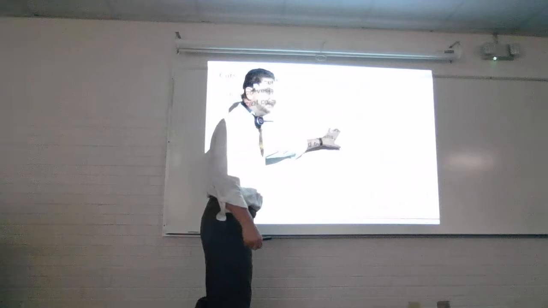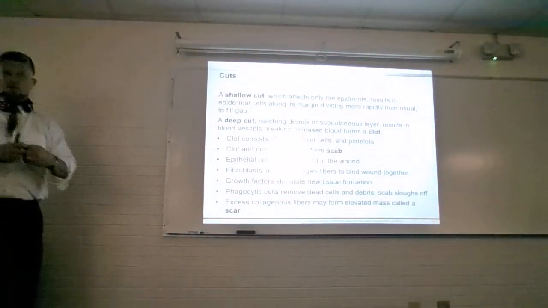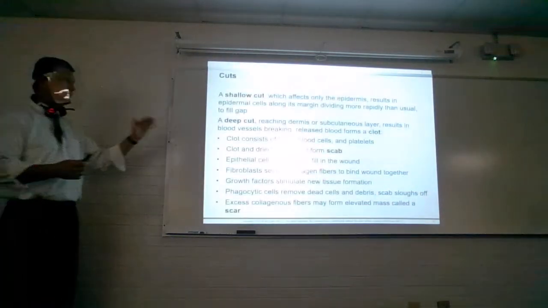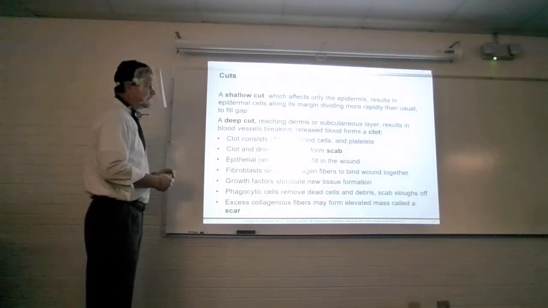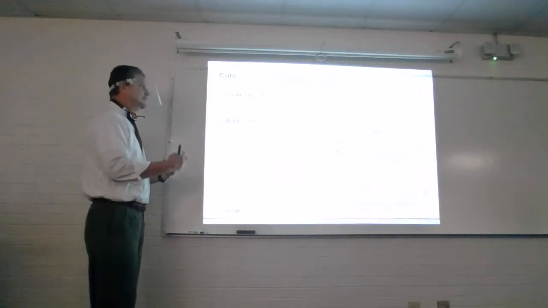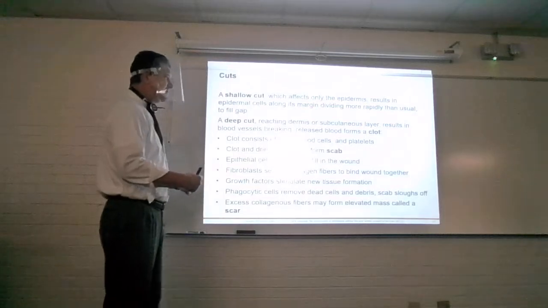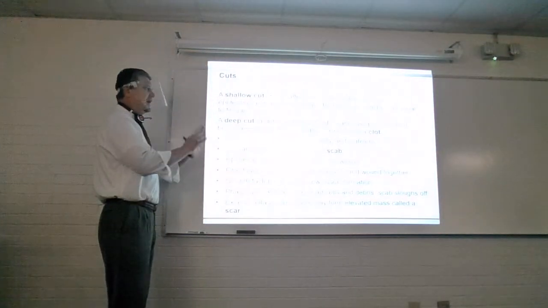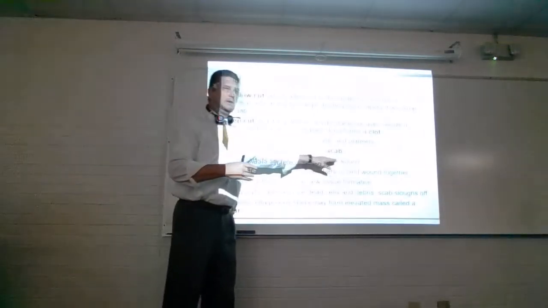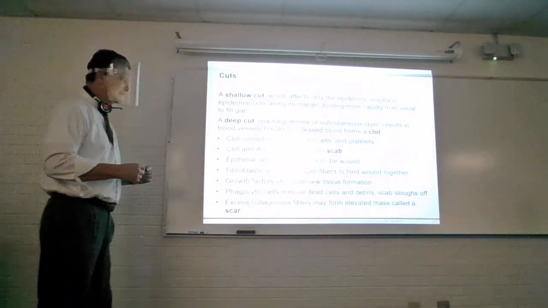Now, if it does this, hopefully no one in here has seen this, but you might have. If you see a cut that's so deep you start seeing the yellow, the adipose tissue, you are into the subcutaneous layer and sometimes even below it. Now, in 211, when you get into the blood system, you're going to talk about the clotting mechanism. In here, all I want you to know is clots form from deep cuts. They turn into what we call scabs. Right? That's all you need to know in this portion right now.